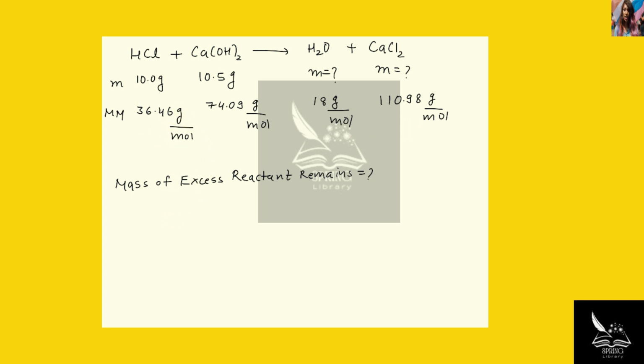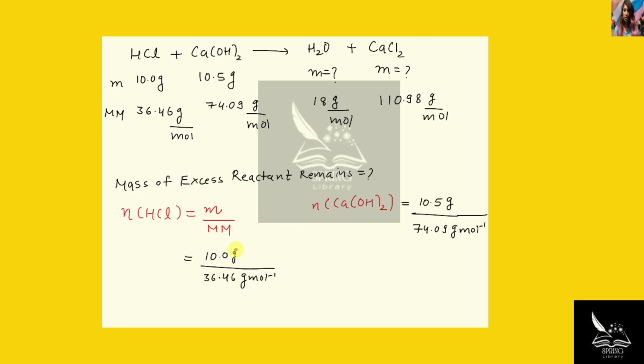First of all, we will calculate moles of HCl and moles of calcium hydroxide. We know that moles are given by mass over molar mass. Therefore, we can substitute the values for both here. Now we can eliminate the common gram unit, and on solving, we get moles of HCl equals 0.274 mole and moles of calcium hydroxide equals 0.142 moles.